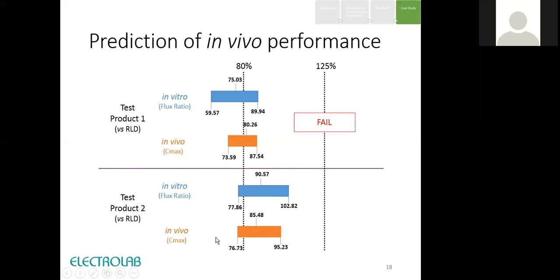From the in vivo data also, we come to know that this particular formulation is on the lower end and failed bio. We can call this a borderline failure because it marginally failed in the bio studies. So when it comes to in vitro prediction, we were able to predict for both test product 1 as well as test product 2. The prediction accuracy in case of test product 2 was quite higher as compared to test product 1.